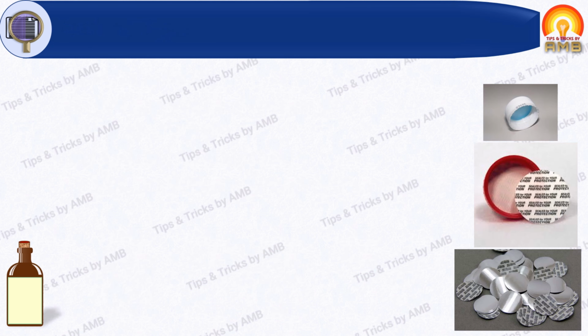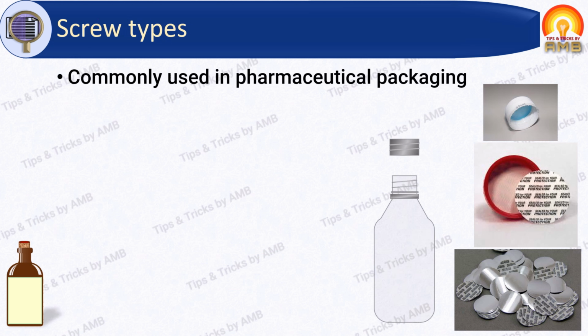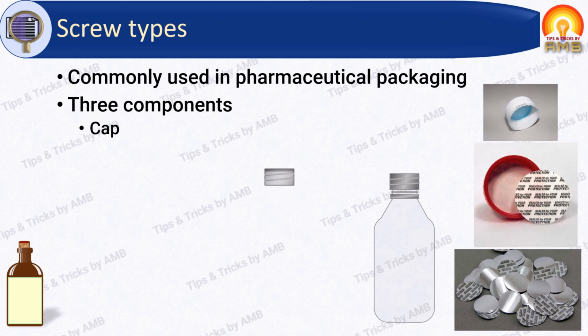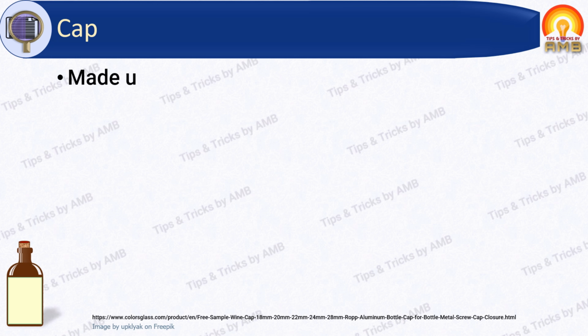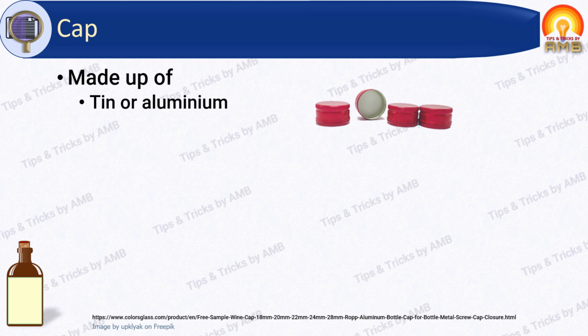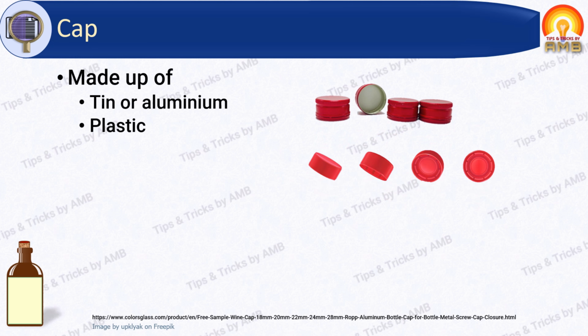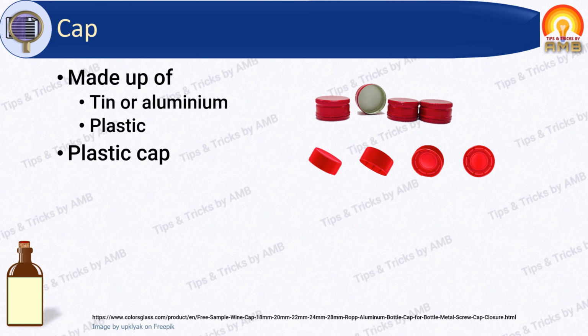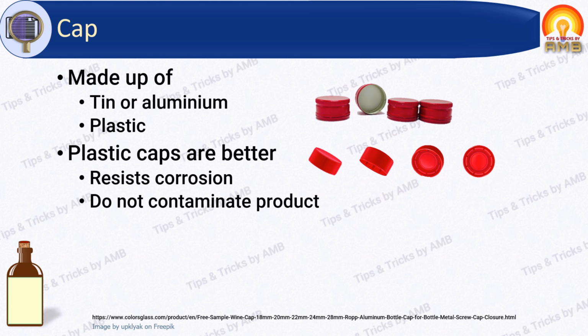Another type is screw closer. These are commonly used closures in pharmaceutical packaging. These have three basic components: cap, liner and wad. Cap is made up of tin or aluminium. Caps are also made up of plastic materials. Plastic caps are better than metal caps as they resist corrosion and also do not contaminate the product.